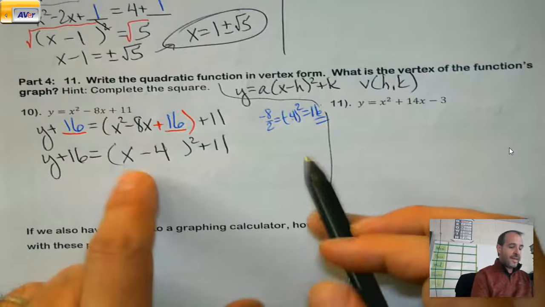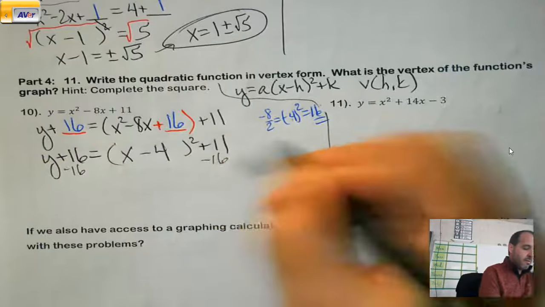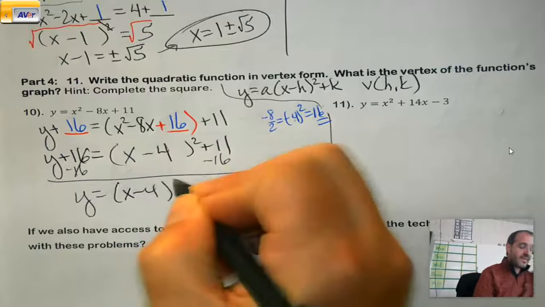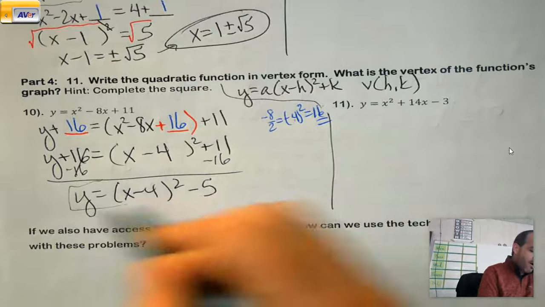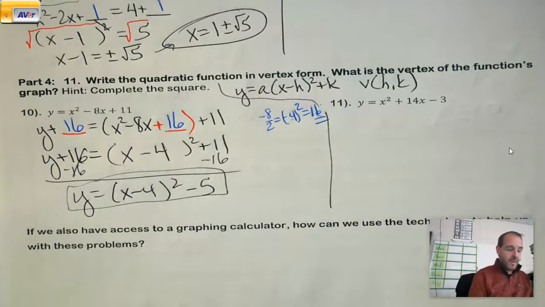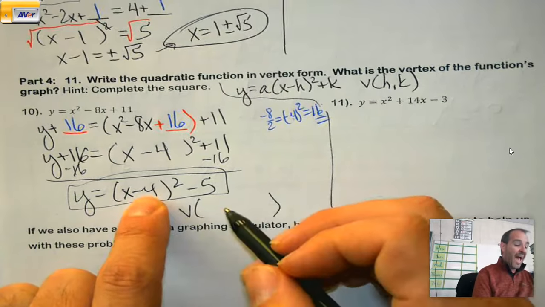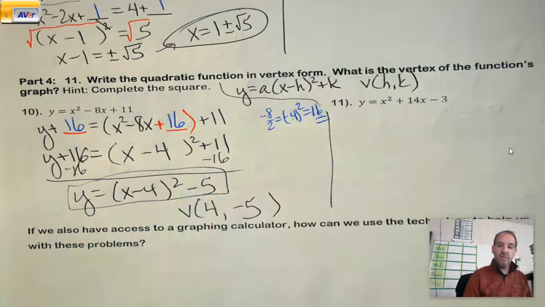And now, look, the only thing keeping me from having this done is that 16 needs to get subtracted over. And when you're doing it in vertex form, the 16 actually has a place to go and combine with things. So there is my vertex form. And my vertex itself, remember, opposite of H, K. Now rewind and look at this again if you need to, but the blanks are all going to be in those same spots.